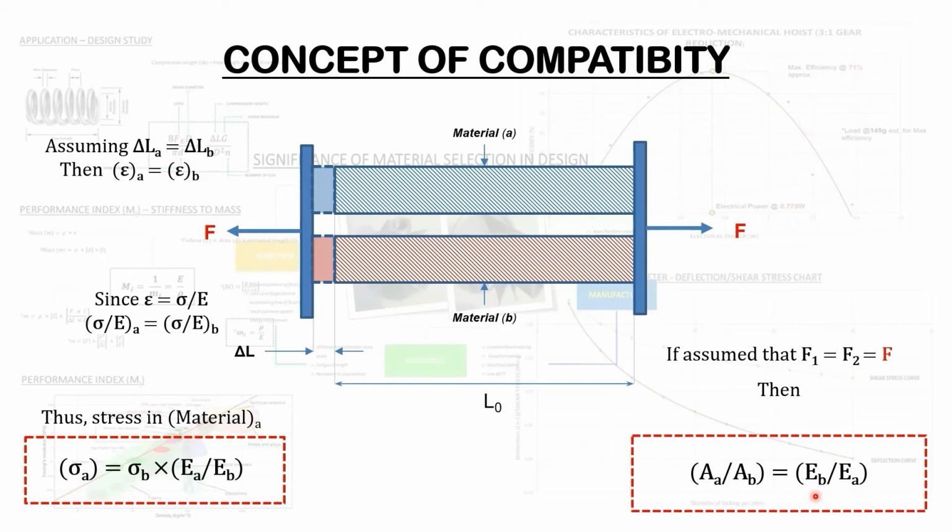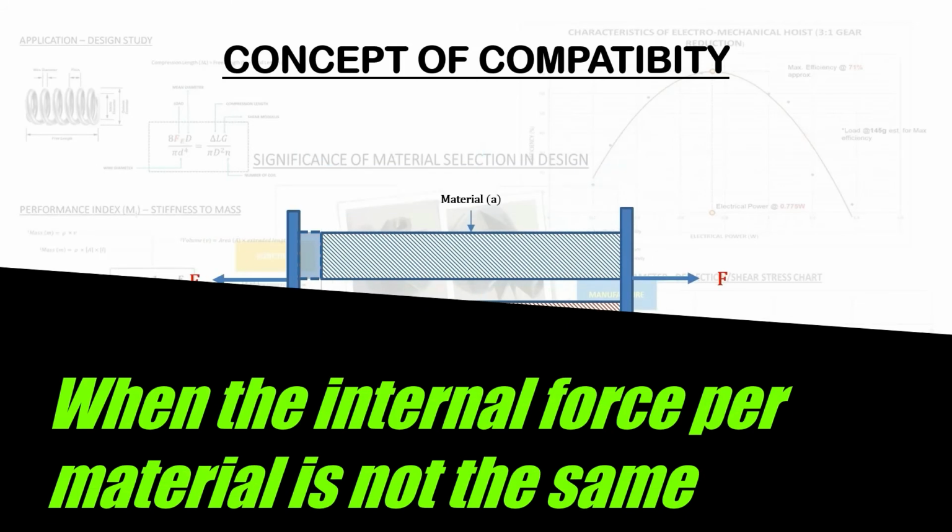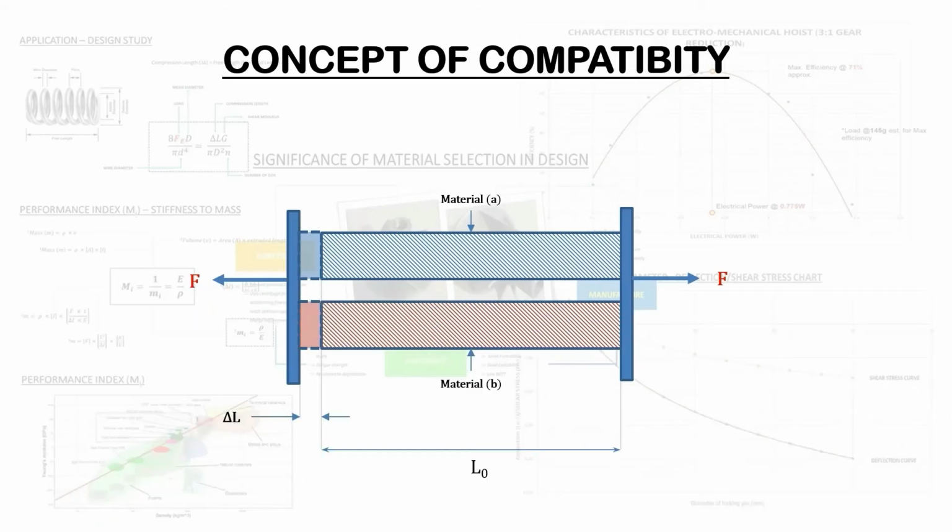And there we have it. So let's look at another situation. And this time, we have a situation whereby the forces experienced in each material may not be the same. So, what are the things that we do know based on the information provided?